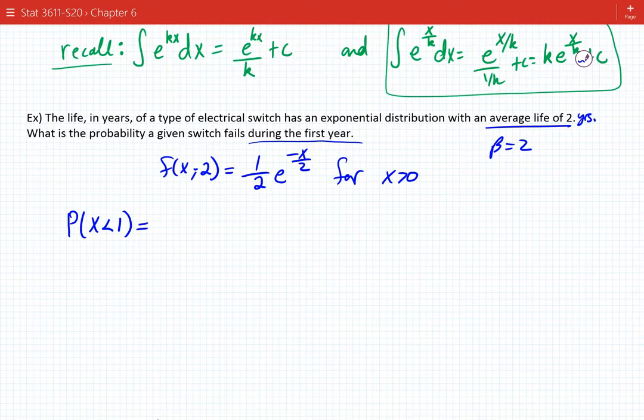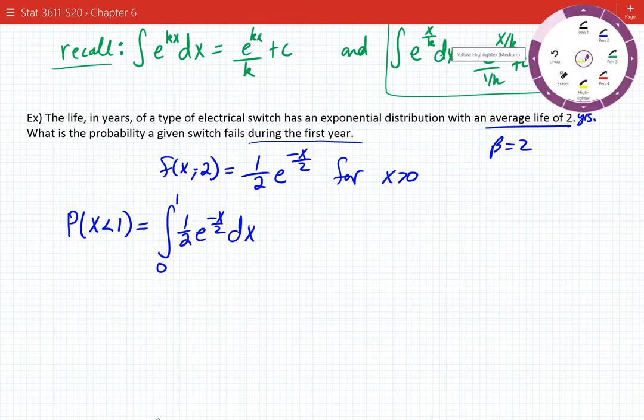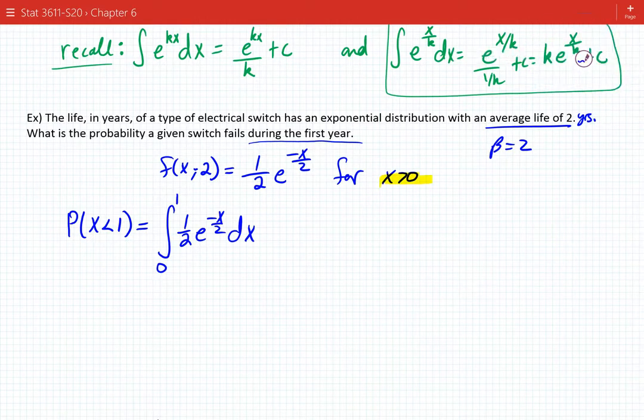And so how do we get that area under the curve? We want to integrate 1/2 e to the negative x over 2 dx. Integrate your p.d.f. for x less than 1, you have an upper bound of 1 and a lower bound of 0, because, again, x is defined to have to be greater than 0. So we integrate from 0 to 1 there, 1/2 e to the negative x over 2 dx. And that is the correct setup. So first step will be getting our setup there.